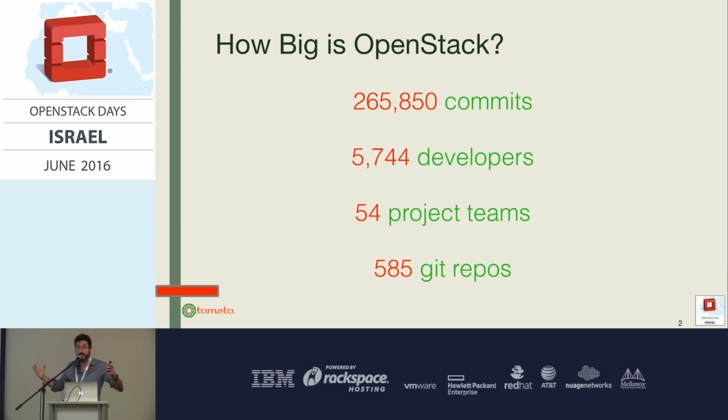OpenStack is big. One of the largest open source projects out there today. Here are some statistics from a couple of months ago. Almost 3,000 commits. Almost 6,000 developers. 54 project teams. And 585 Git repos. This includes the core OpenStack projects and the StackForge projects, all the accompanying and assisting projects around OpenStack that have been built and developed in the last years. So it's a lot of code.